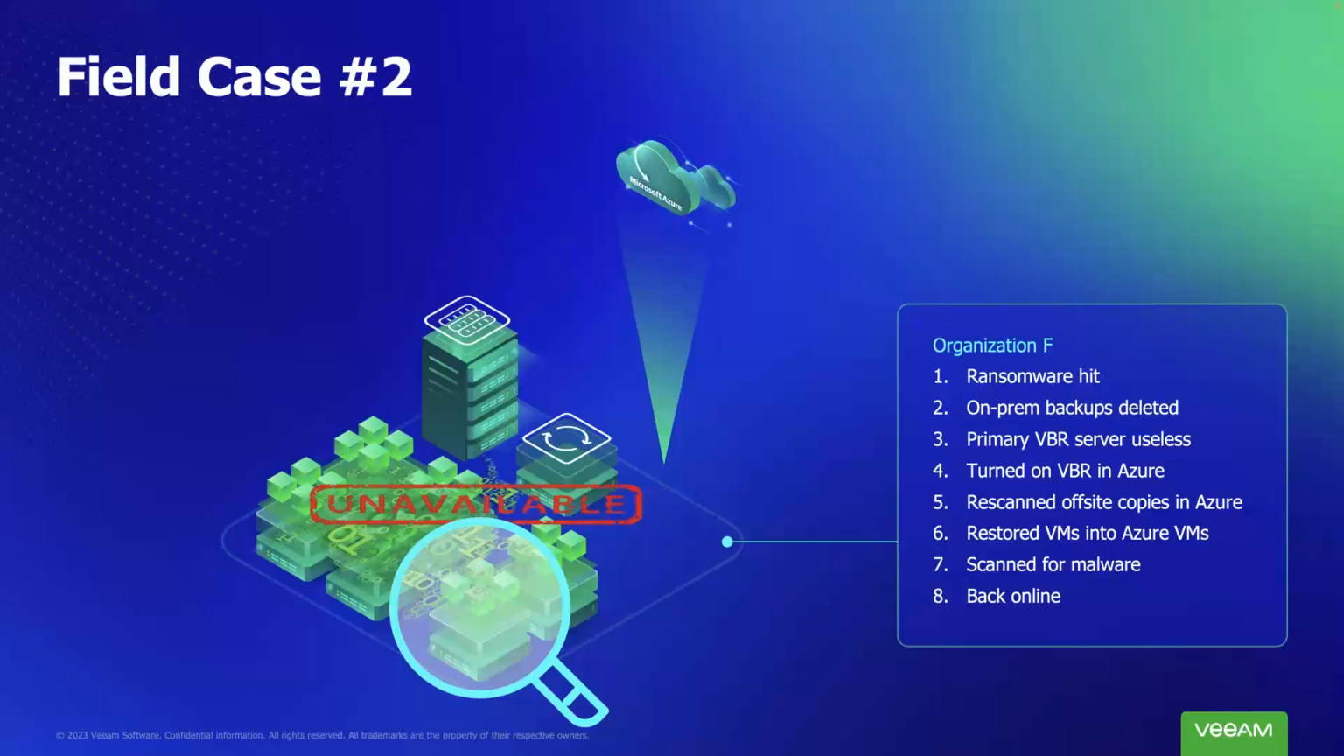So what happens here is that we basically deploy a VBR host inside Microsoft Azure, perform a rescan of the Azure Blob, and then restore the VMs into Microsoft Azure as Azure VMs in the cloud, and then scan for malware before we bring it back online. So this is field case 2, leveraging the cloud as DR.